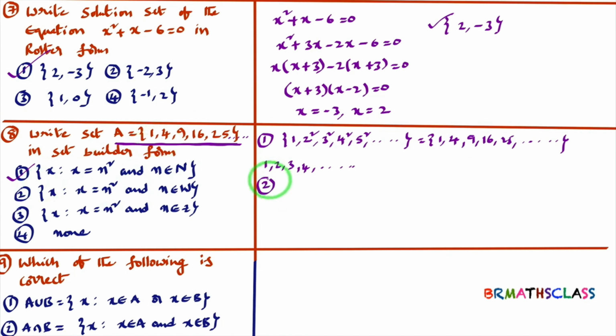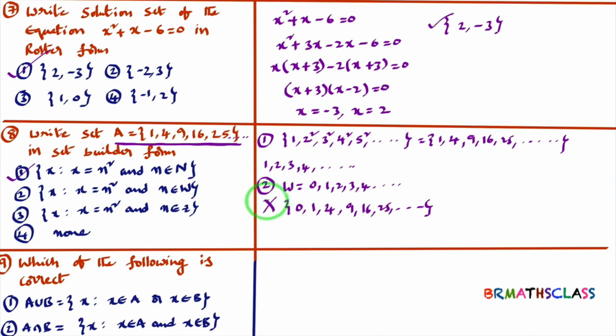You observe the second option. I'll just explain, but actually we came to know that the first option is correct. In the second option, you see what they are saying: n is a whole number. What are whole numbers? Whole numbers, we know, are 0, 1, 2, 3, 4 and so on. When we write this in roster form, 0 square, 1 square, 2 square, 3 square, 4 square, like that you will get. You can observe this is not set A. So the second option is the wrong option.